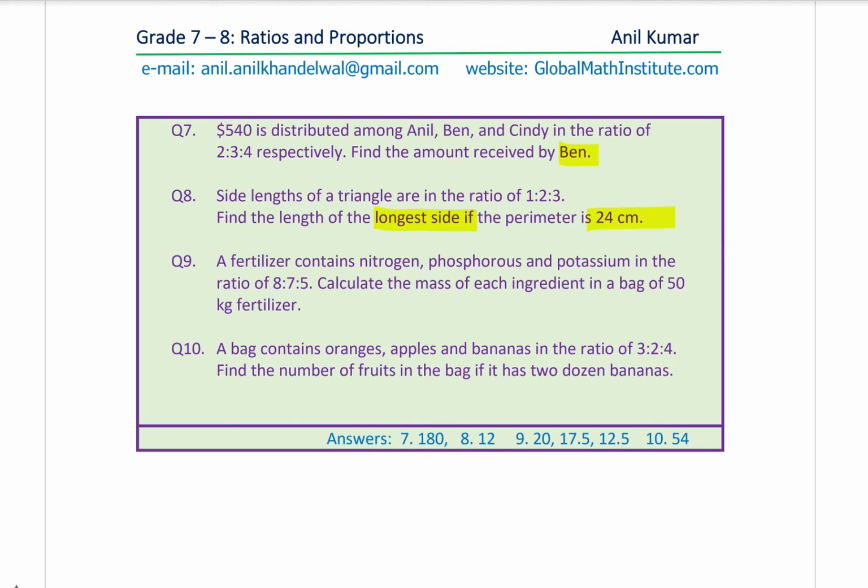Question number 9. A fertilizer contains nitrogen, phosphorus and potassium in the ratio of 8 is to 7 is to 5. Calculate the mass of each ingredient in the bag of 50 kg fertilizer. Question 10. A bag contains oranges, apples, and bananas in the ratio of 3 is to 2 is to 4. Find the number of fruits in the bag if it has 2 dozen bananas. So we're given the bananas, but we want to find total number of fruits in the container. All right. So these are the questions for you to try.